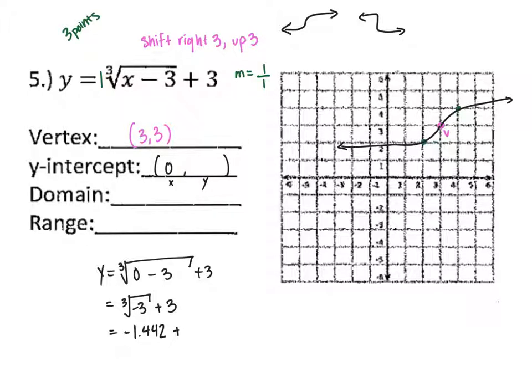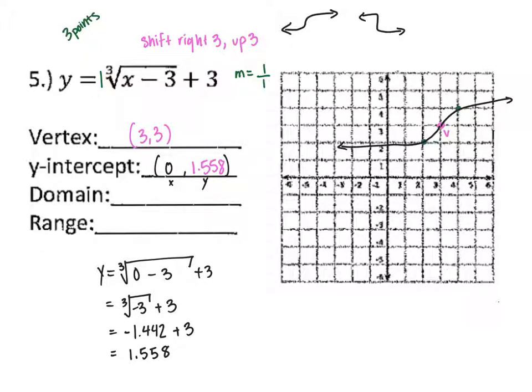It keeps going on and on, but I'm just going to round it to the third decimal place. And then I'm going to bring down that plus 3. If I take -1.442 and add it with 3, I get 1.558. I'm going to round to the third decimal place. So I'm going to put that as my y value. So I have my y-intercept.